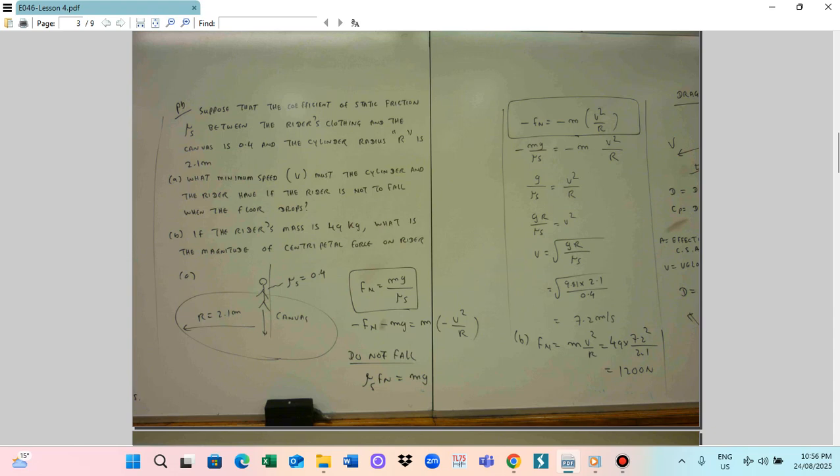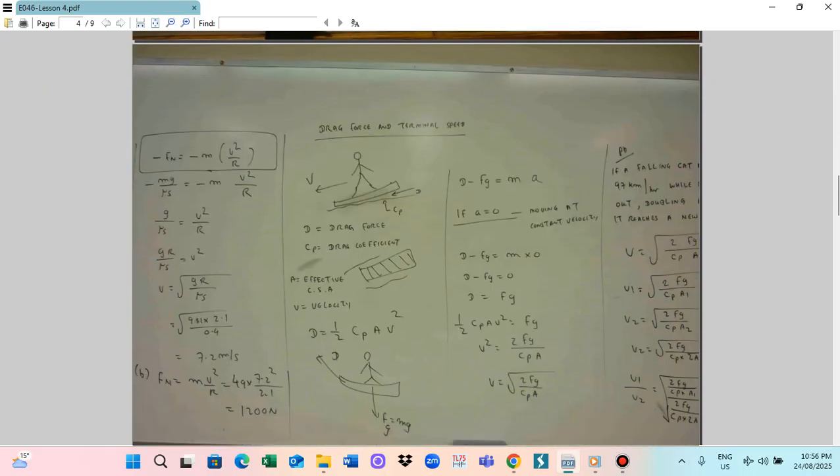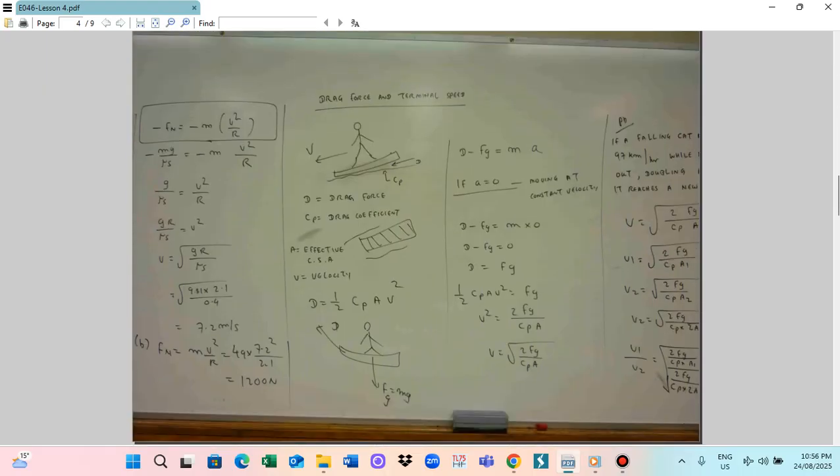After that, you also need to calculate the centrifugal force. The centrifugal force, Fn, you can calculate is equal to m v squared by r. In this case, the rider's mass is 49 kilograms, so m is 49, v is 7.2 squared, and the radius is 2.1. By solving this one, you get 1,200 newtons. So this is the centrifugal force we can calculate.